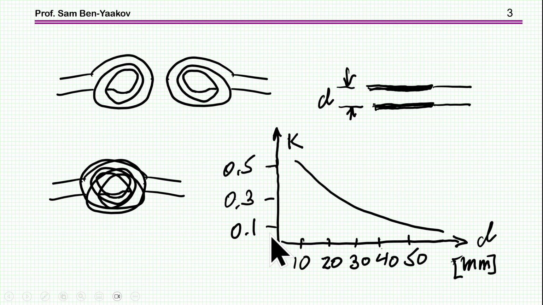These are like real numbers. Usually it'll be below 0.5 for an antenna like this, and down to 0.1 or even lower than that. So we're talking about very loose coupling between the antennas, and this is something to worry about. I'll talk about it, of course, in this presentation. This is a major issue in this power transfer.